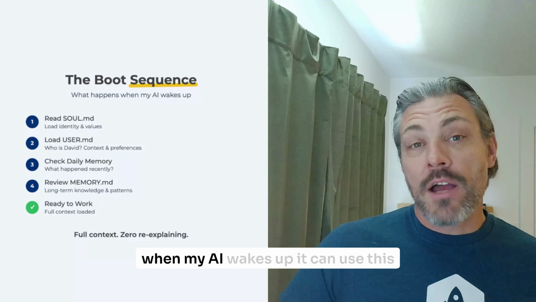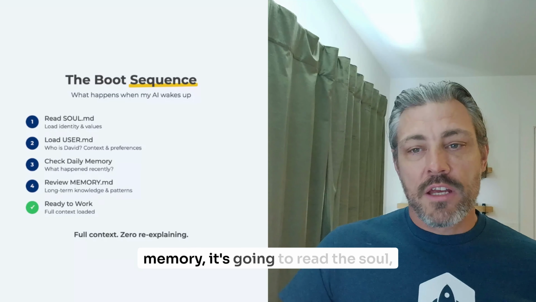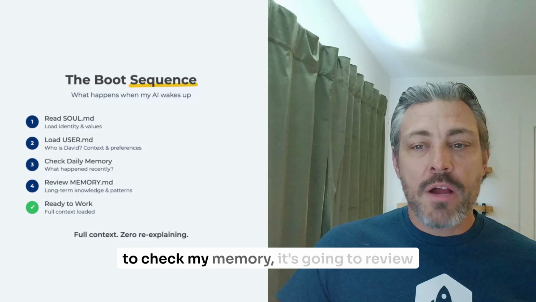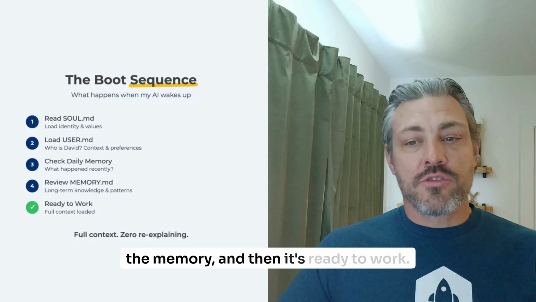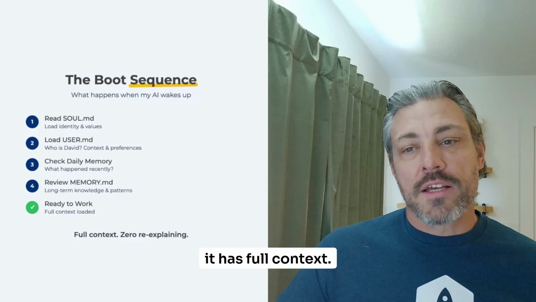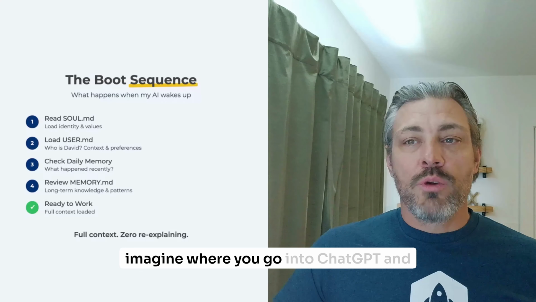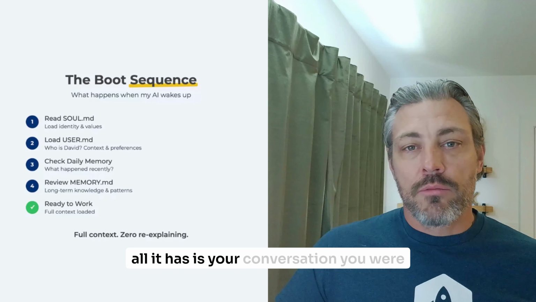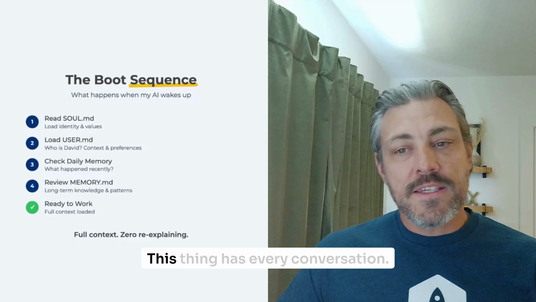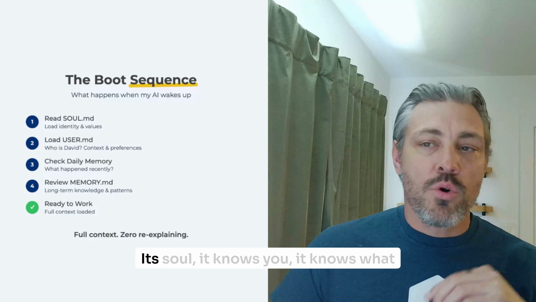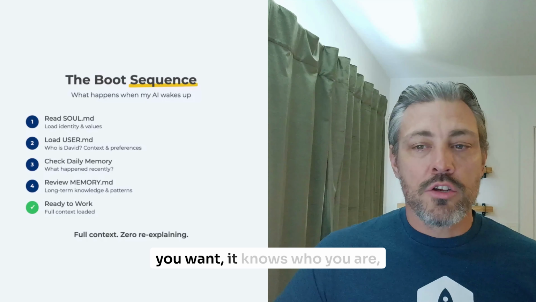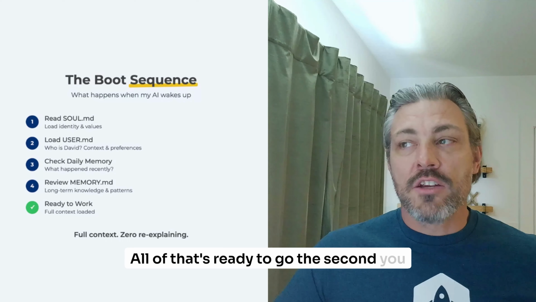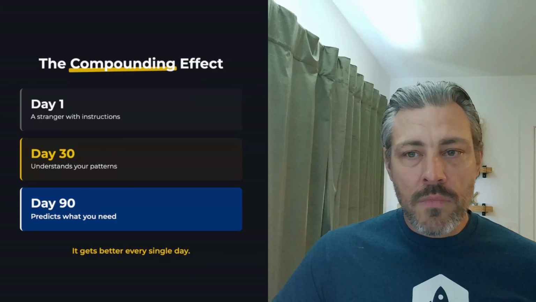When my AI wakes up and uses memory, it's going to read the soul, it's going to load the user, it's going to check my memory, it's going to review the memory, and then it's ready to work. It's full context. Imagine where you go into ChatGPT and all it has is the conversation you were in. This thing has every conversation, its soul, it knows you, it knows what you want, it knows who you are, your preferences, all of that's ready to go the second you start chatting with it.